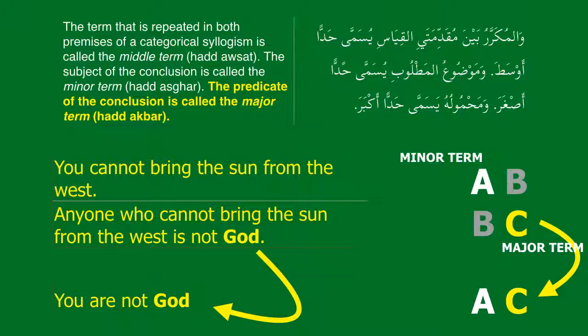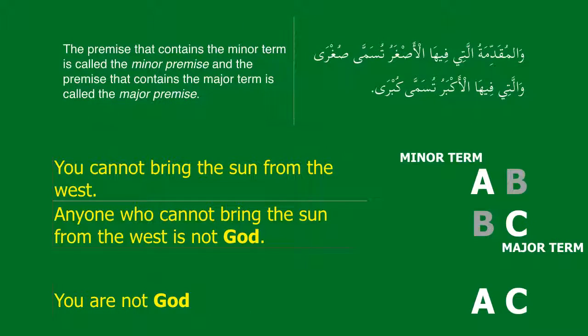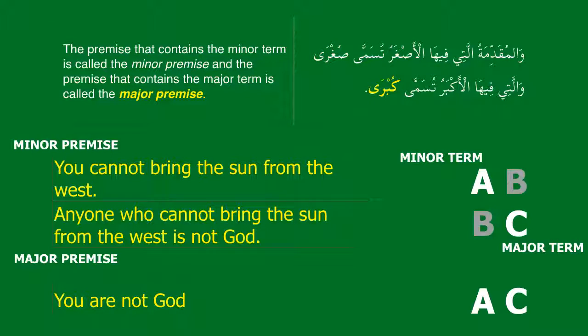So in any categorical syllogism, you're going to have a minor term, you're going to have a major term, and you're going to have a middle term. So from the minor and major terms, we get the names of the premises. The premise that contains the minor term, the first one here, is called the minor premise. And the premise that contains the major term is called the major premise. Why do these premises have these names? Why do these terms have these names? Why do we call them minor, major, middle?